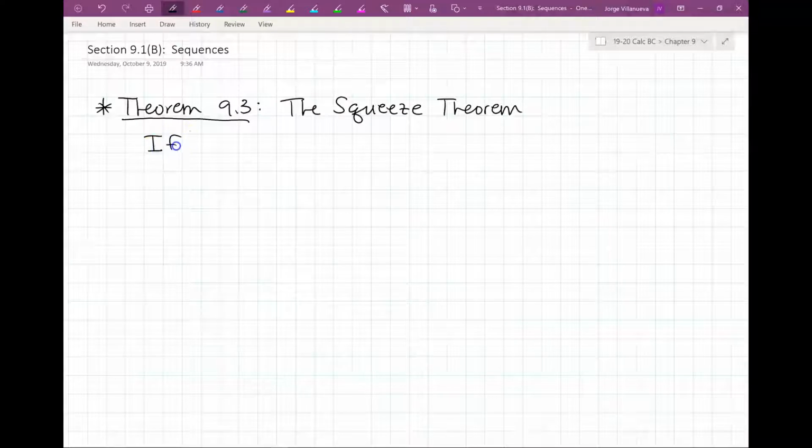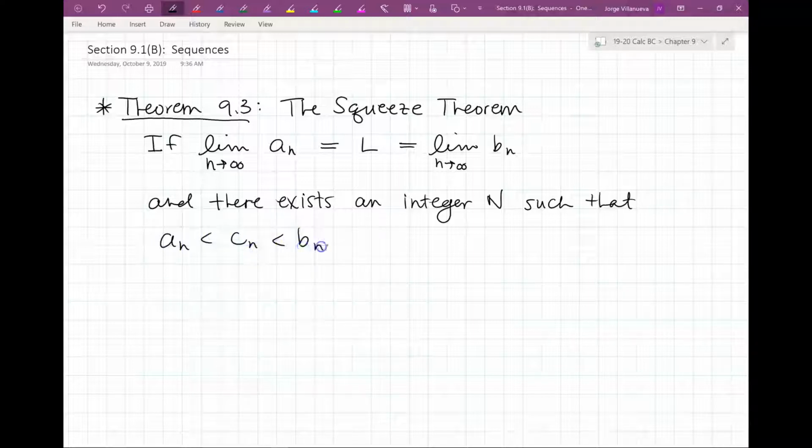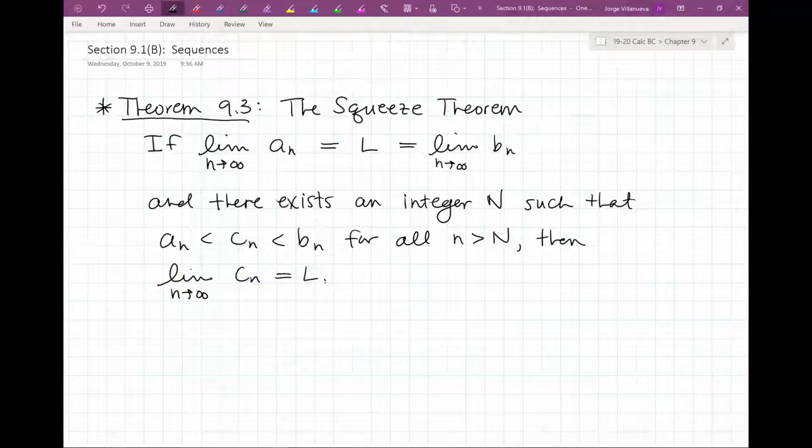It basically says if the limit as n approaches infinity of a sub n is equal to L is equal to the limit as n approaches infinity of b sub n, and there exists an integer N such that a sub n is less than c sub n is less than b sub n for all n greater than N, then the limit as n approaches infinity of c sub n is equal to L.